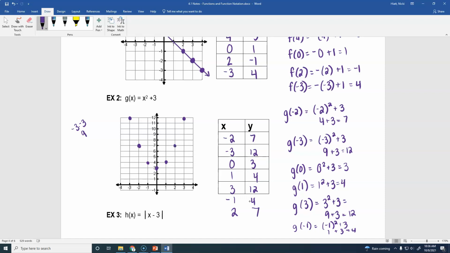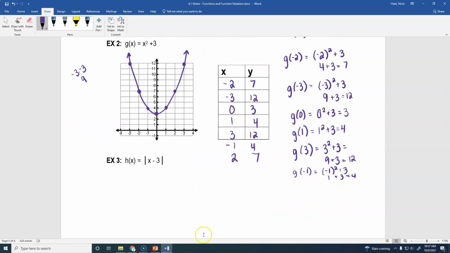So if we connect these, it's not so much a V, it's more of a U shape here. Later in second semester, we'll learn that that's called a parabola, and we'll learn a lot about graphing those. But right now, we're just trying to connect the points the way that they look. So if you ever have to graph something, you can just plug in all the points.